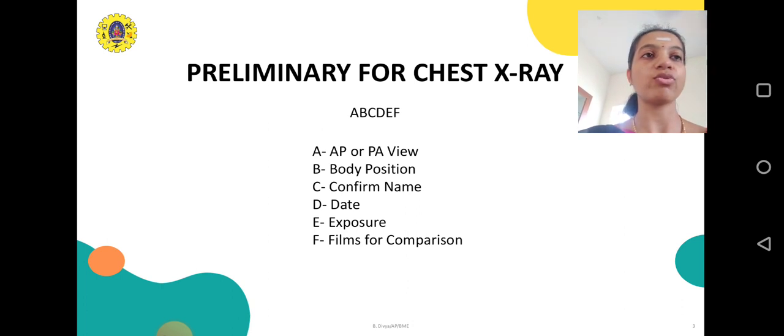Preliminaries for chest X-rays: A, B, C, D, E, F. We have these components. A is for AP or PA view. B is for body position. C is for confirmed name. D is for date. E is for exposure, and F is for film for comparison.